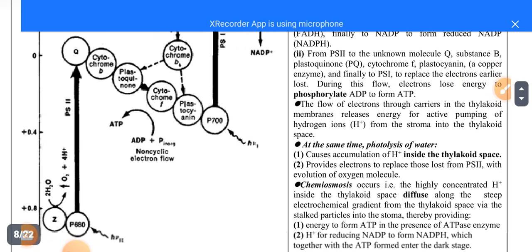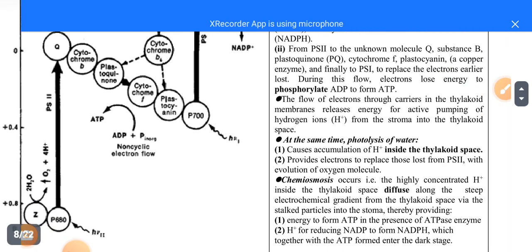There you are seeing it there, ADP to ATP. Then the flow of electrons through carriers in the thylakoid membrane releases the energy for active pumping of the hydrogen from the stroma to the thylakoid space. Then at the same time, photolysis of water occurs.